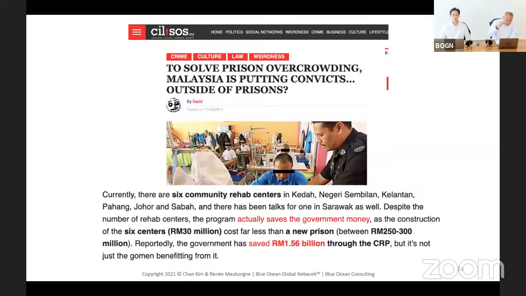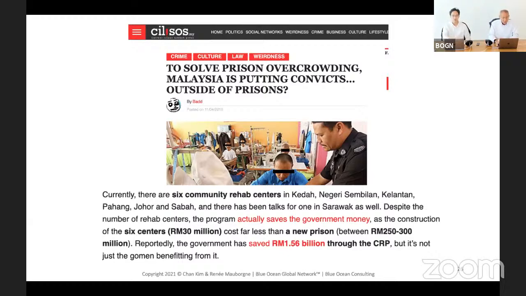But if you create 6 rehabilitation centers, the 6 of them only cost 30 million. 30 million for 6 of them versus one new prison at 300 million ringgit. They save altogether almost 1.6 billion for this project. We call this project CRP, Community Rehabilitation Program. We don't call it imprisonment because for petty crime, we believe that they can be reformed and they should not be cast away from society and made to become serious offenders.